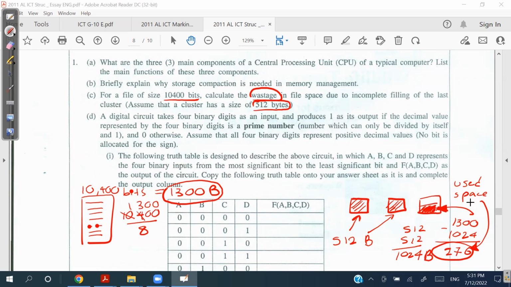Right, so they are asking what is the wastage. To find the wastage, you have to subtract 276 from 512, which gives you 236 bytes as the wastage. So which gives you this space. People, is that clear?